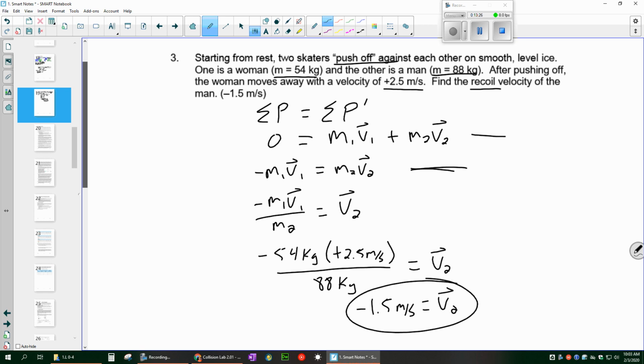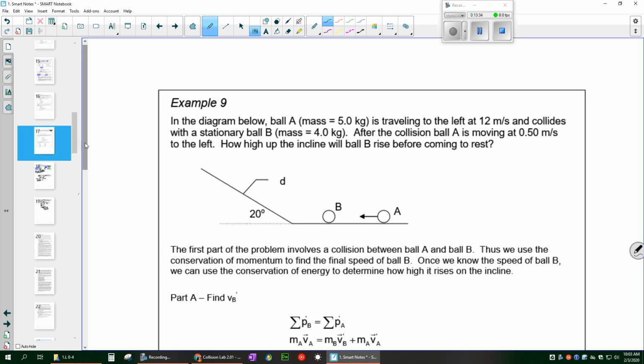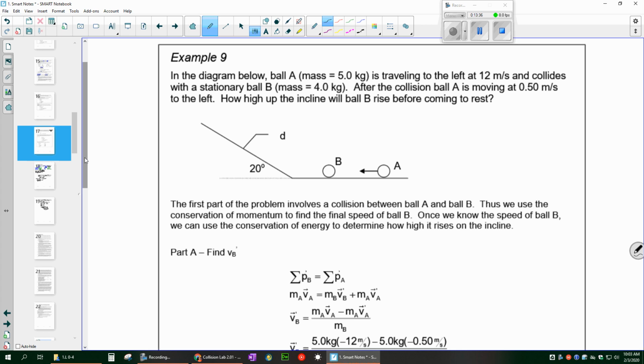Good? Not too bad, eh? Good. Okay, one that I just want to kind of go back on. I won't do it, but I just want to tell you guys how you would do one like this. So this would be kind of like a tougher little question. So example 9, I skipped over before.